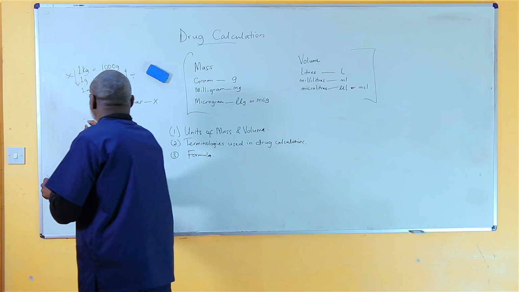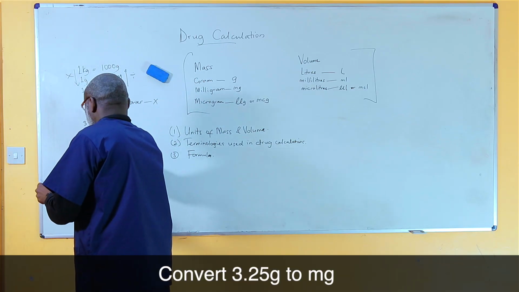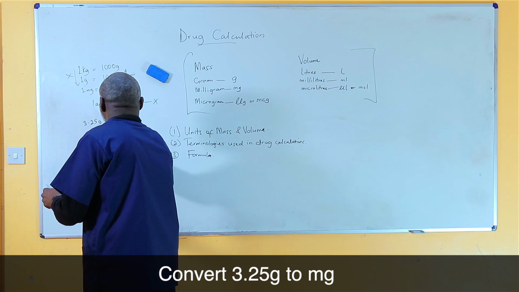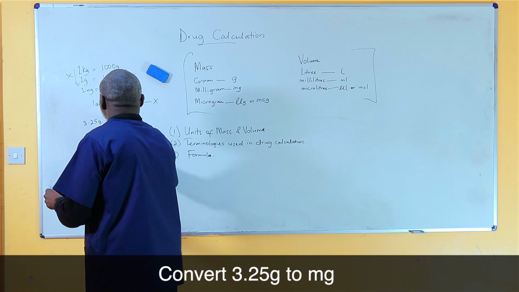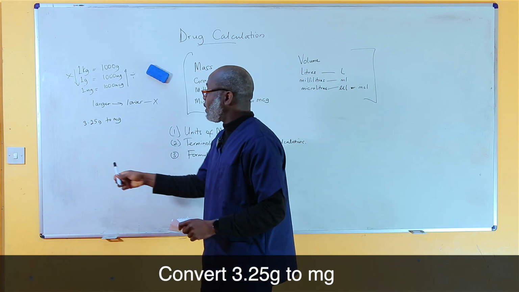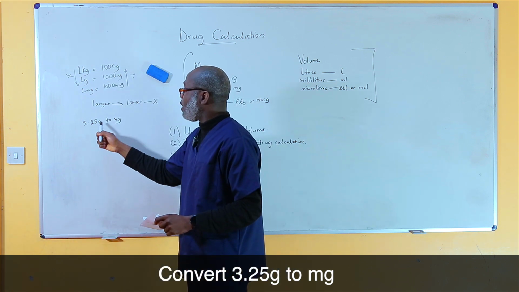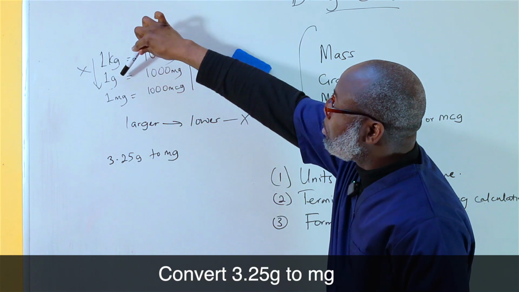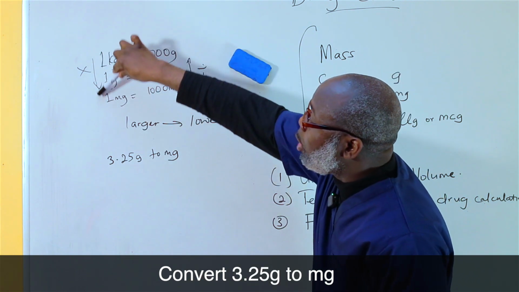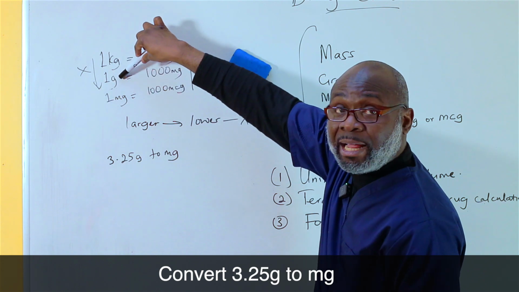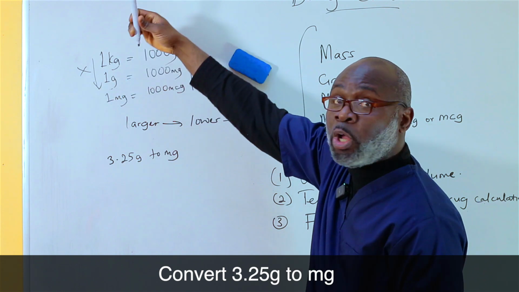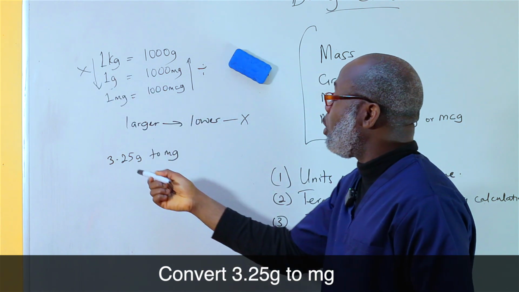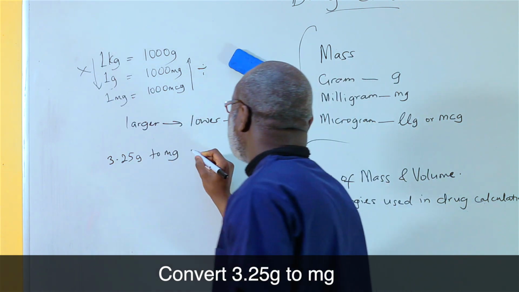This one says convert 3.25 gram to milligram. We're converting from gram to milligram. That is, we're going downward, from a larger unit to a lower unit. What do we do? We multiply. We multiply by what? By 1,000.